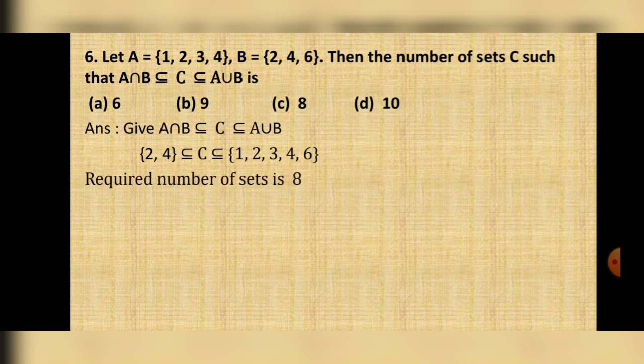We can write the set C here. So here the required number of sets we will get is 8. Now, how do we get this 8? For that, there is a direct formula. Here 2 and 4 are there. Except these 2 and 4, how many elements will we get? 1, 2 and 3. So a total of 3 elements. So 2 raised to 3 is 8, which is the answer.